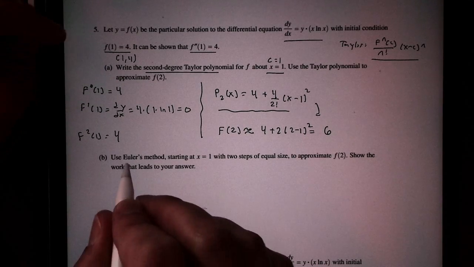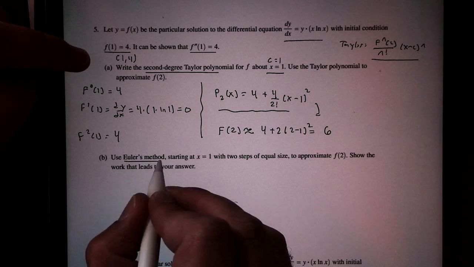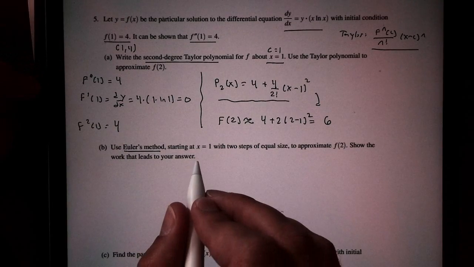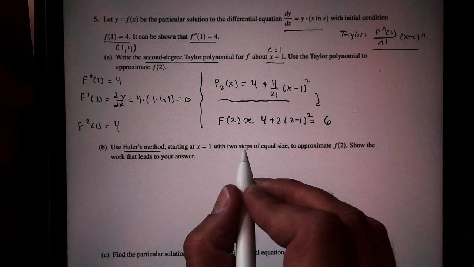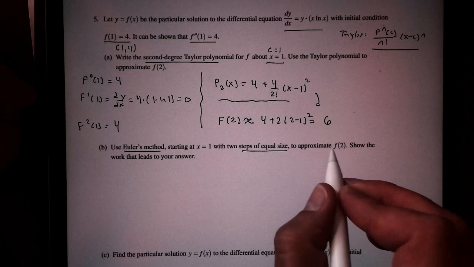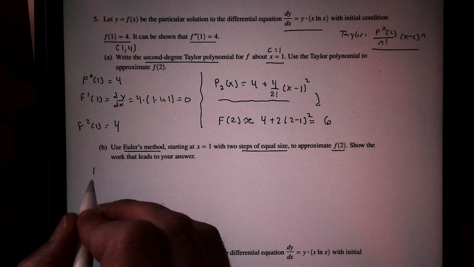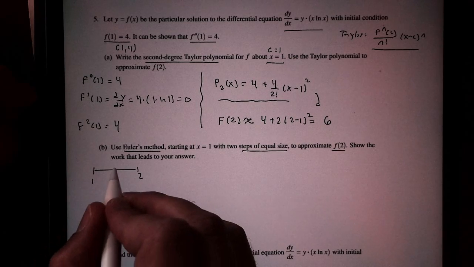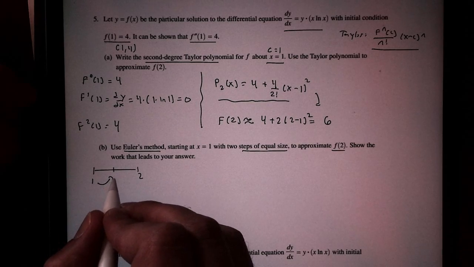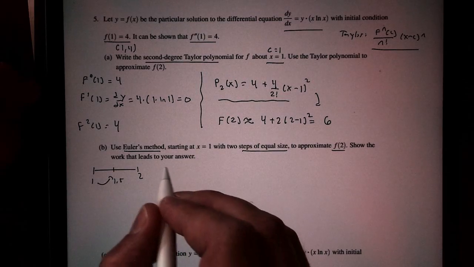Part B says use Euler's method. This is our tangent line on steroids, starting at x equals 1 with 2 equal steps to approximate f of 2. Show the work. All right, so we're starting at 1 and we're ending at 2. So we want an equal step. So my first step is going to take us to 1.5.